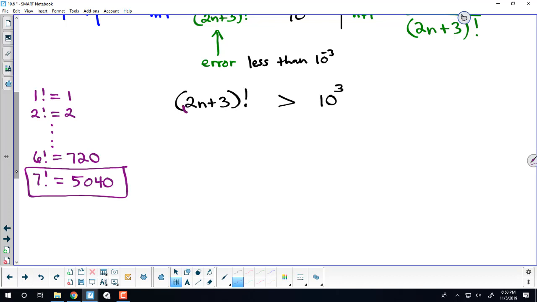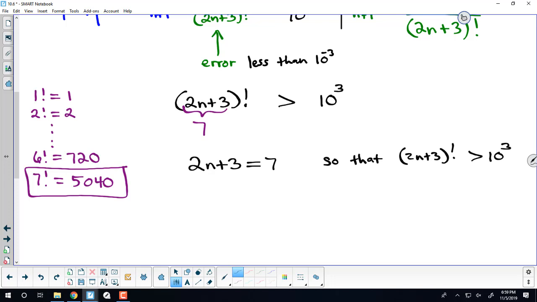So this quantity here has to be 7 in order for 2n plus 3 to be 7 factorial. So 2n plus 3 has to be 7, so that this is true. Does that make sense? So that's when n is equal to 2.